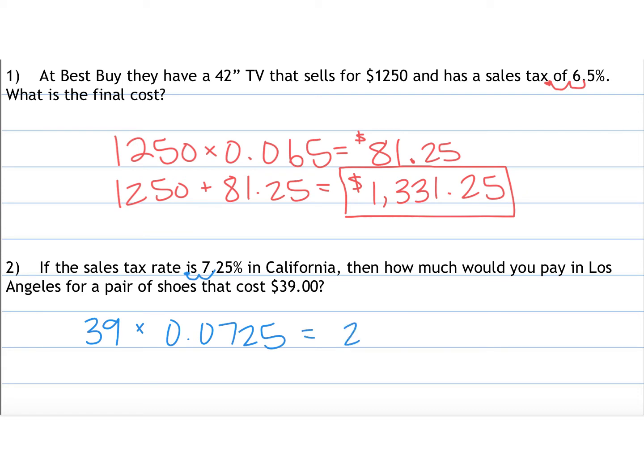which is $2.83. I round all my answers to the nearest hundredth because we're talking about money. So that's how much I'm paying for just the taxes, but we have to add that on to the original. So $39 plus $2.83 for a total of $41.83 on a pair of shoes.